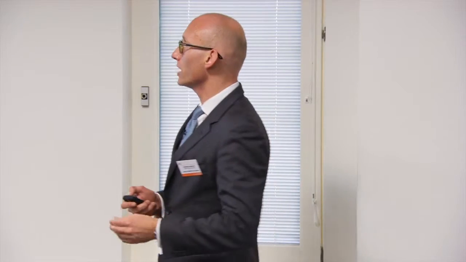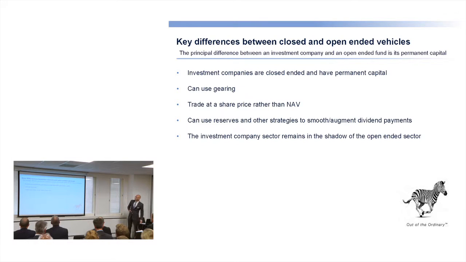And the extent to which the share price deviates from the net asset value can be controlled to some extent by the board of directors. And it's very important that we understand how and when that board of directors may or may not try and influence the premium and the discount. And fourthly, because investment companies are companies, they have the ability to use accounting rules available to them to create reserves that can smooth and augment dividend payments.